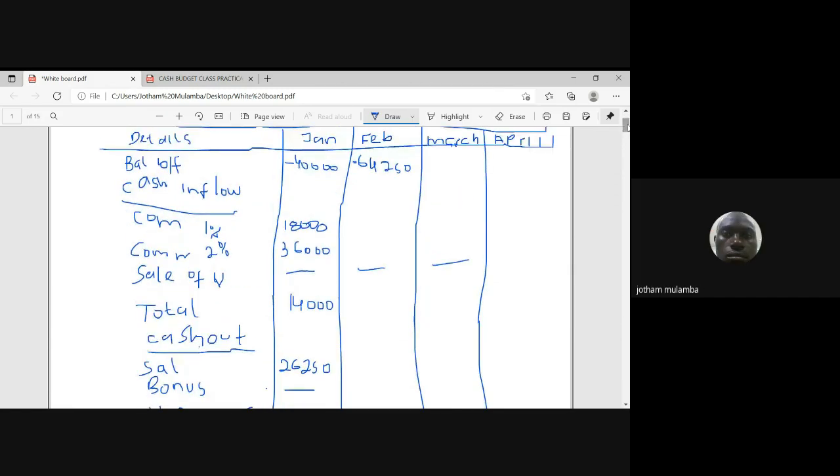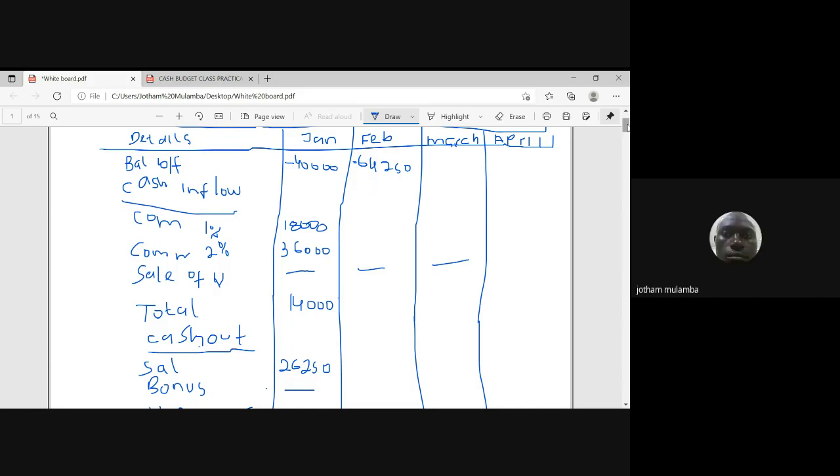Kindly, because when I'm writing on the whiteboard, I cannot see if you raise your hand or send a message. Mwalimu, I have a question. I'm confused about how we get the units for commission. Like the one for January, you said it's 10 over 100 times the 180,000.